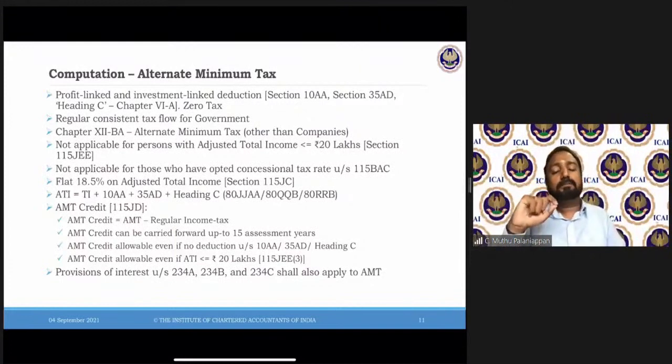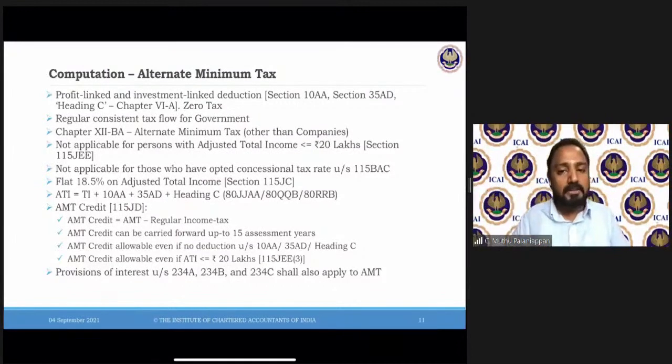To help this, the government has come out with the scheme of alternate minimum tax. For companies, it is called minimum alternate tax. We will study that only in your final, so you'll have to wait a few more years to study that in detail. For the time being, we are only going to discuss the concept of alternate minimum tax, which is applicable for persons other than companies.